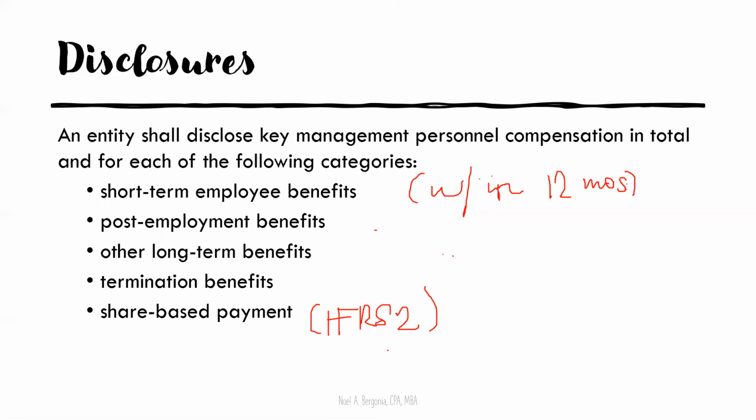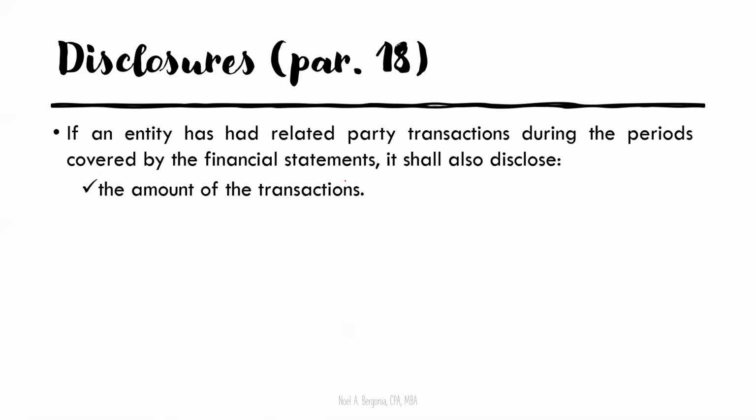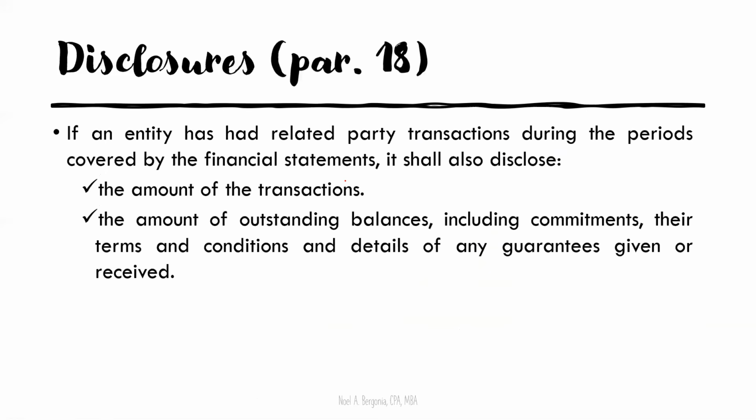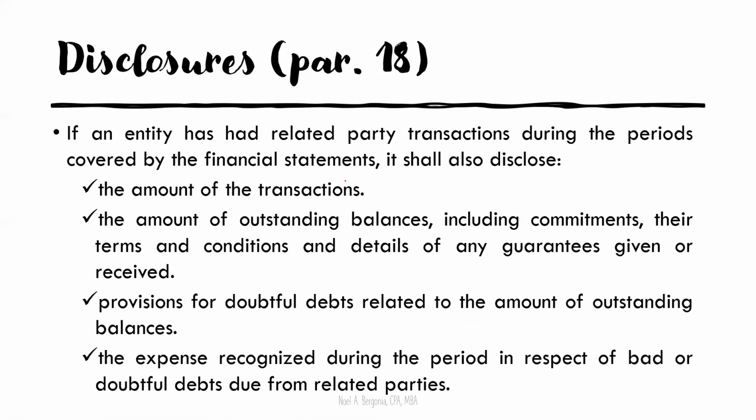Okay, share-based payments. So again, the entity shall disclose information about the key management personnel's compensation in total and for each of the following categories. Okay. So moreover, we have again various disclosures pa, such as based on paragraph number 18 of our IAS number 24, that if an entity had related party transactions covered in the financial statements, it should disclose as well yung amounts about the transactions, the outstanding balances if any, including the commitments and the terms, yung provision for doubtful debts, okay, or doubtful accounts related to the outstanding balance, kasi sometimes even though you are related parties pwede rin na hindi magbayad yung another entity because there is a financial difficulty, and also the expense that were recognized during the period which the bad debts or doubtful are due to the related parties.